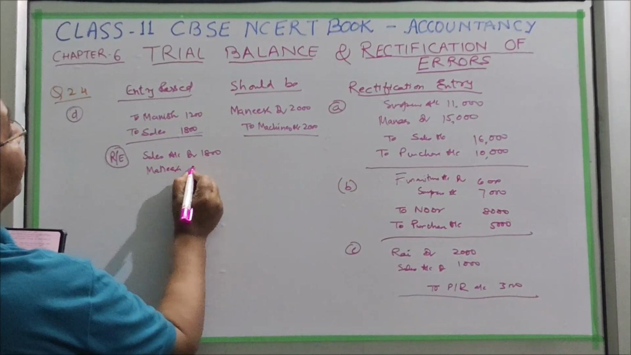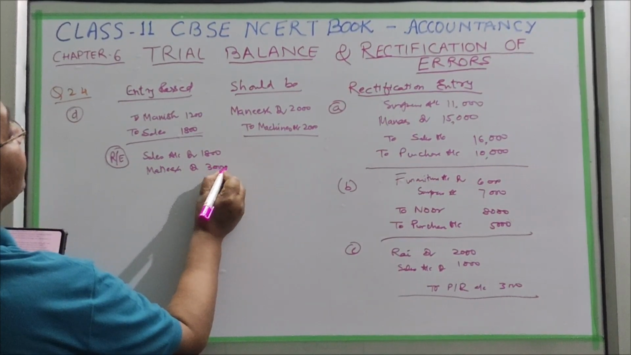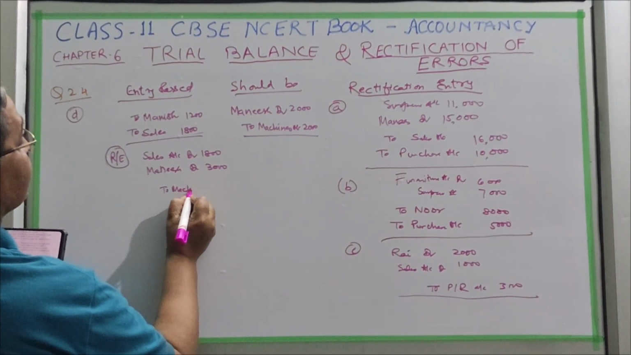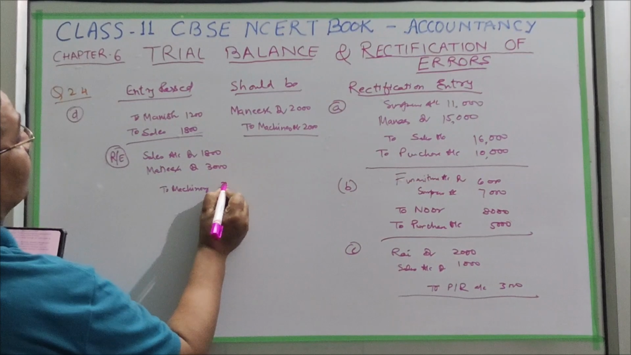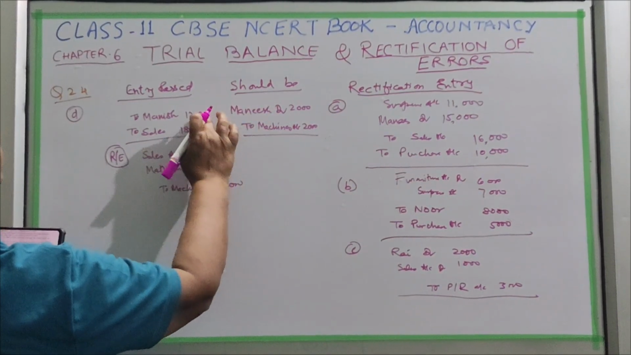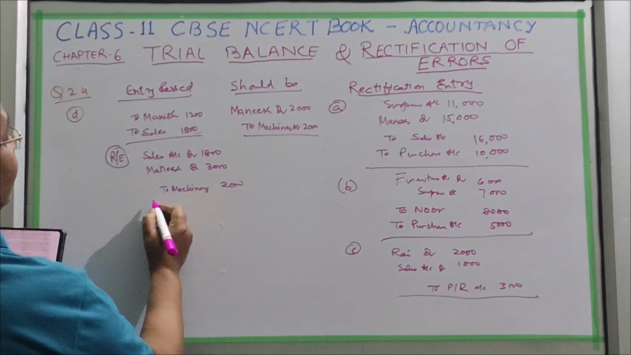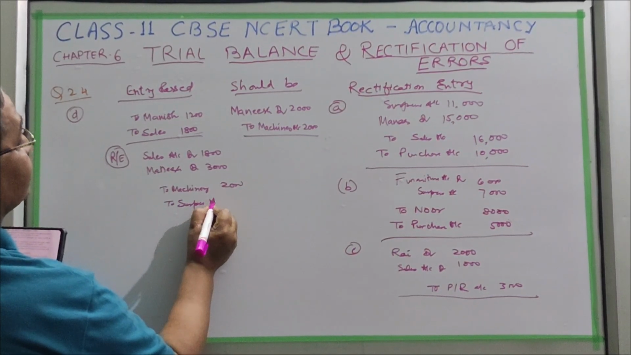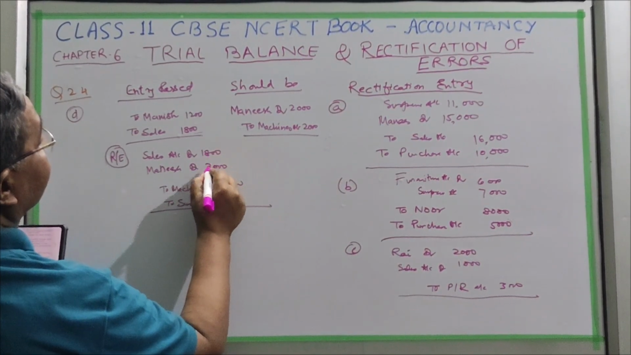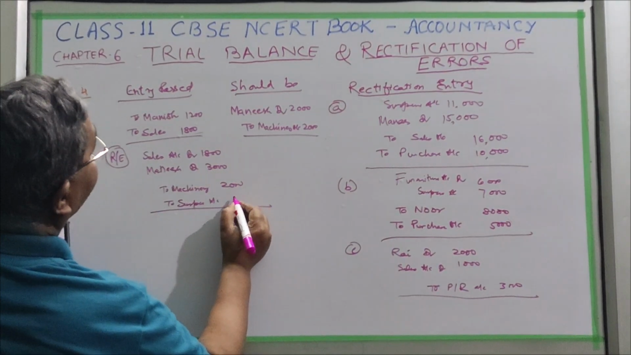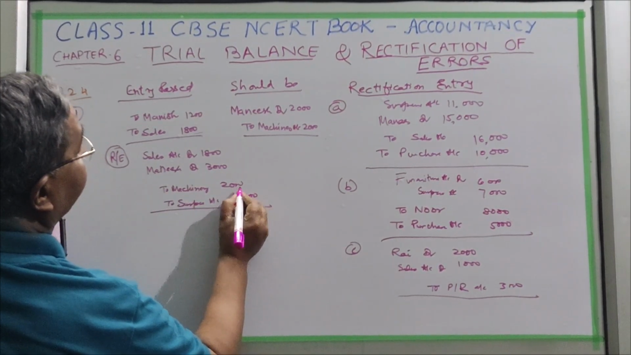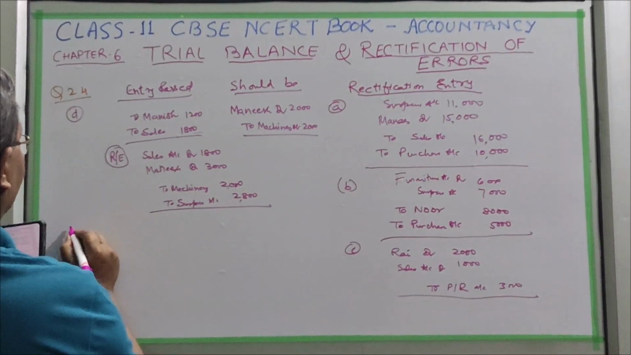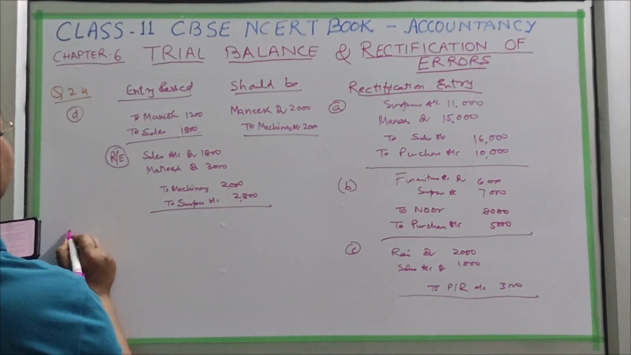Manish debit 3000. Machinery credit to machinery 2000. So this is covered, this is covered, this is covered. To suspense account, and this is 4,800. 4,800, so 2,800. Okay, 4,800. Now D and then E. E point is coming.